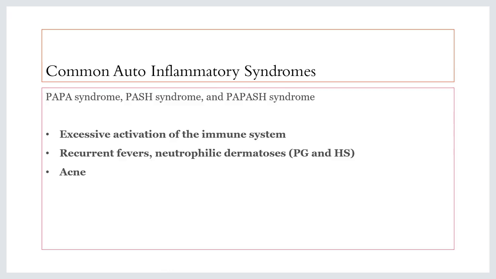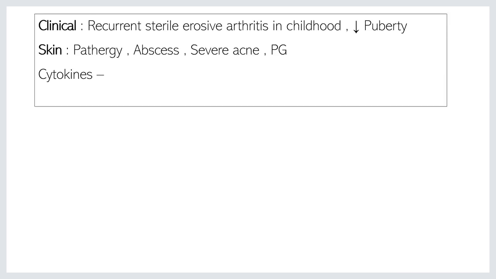Now, this condition and the conditions around it are actually autoinflammatory syndromes, where there is excessive activation of the immune system with recurrent fevers and presence of neutrophilic dermatosis, and of course acne, which is the reason why they are usually diagnosed. So PAPA syndrome, of course, has a combination of recurrent sterile arthritis that begins in childhood and then decreases in puberty. And then, of course, you have a positive pathergy test, abscesses, severe acne.